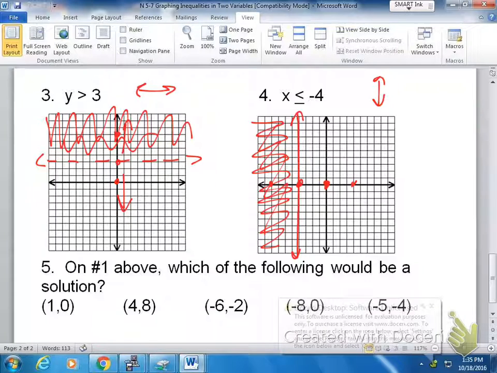Now, this next part, guys, is going back up to the first problem we did on this page, where we shaded above. All you've got to do to decide if these are solutions is look where the point is. If it's in the shaded area, then it's a solution. If it's in the non-shaded area, then it's not. So if you go back up to number 1 and plot the point 1, 0, so over 1, up 0, that is in the non-shaded section. It's not a solution. But if I plot over 4, up 8, that is in the shaded section, so it is. -6, -2 is in the shaded area. -8, 0 is in the shaded area, but -5, -4 is not in the shaded area.